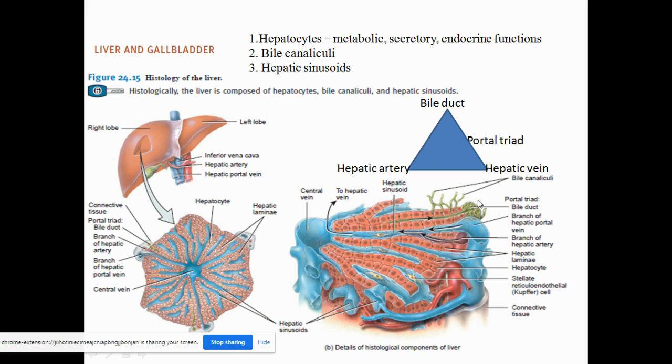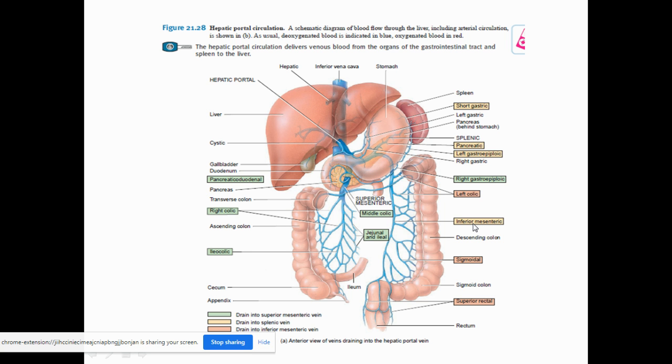Okay, and you have a term called the portal triad. The portal triad is made up of the bile duct, hepatic artery, and hepatic portal vein. You have here the bile duct, and this is the hepatic portal vein, and this is the hepatic artery. These three things together make up the portal triad. So we will move on.